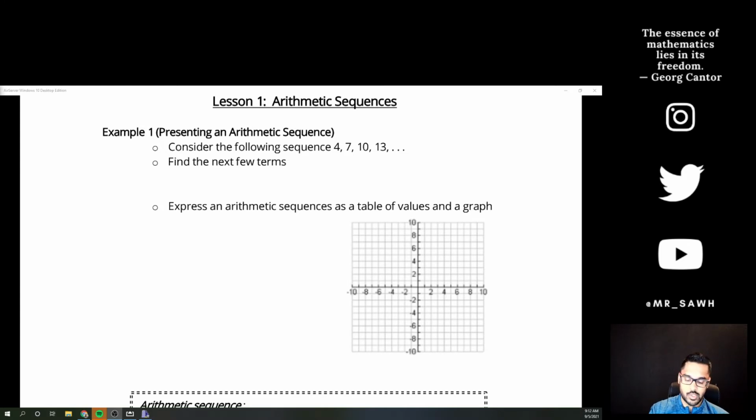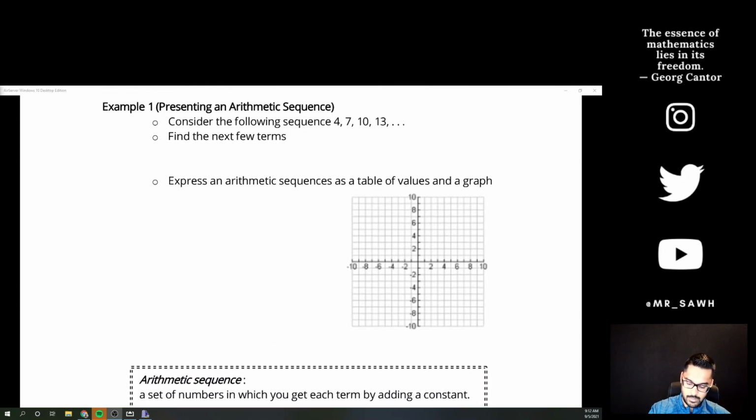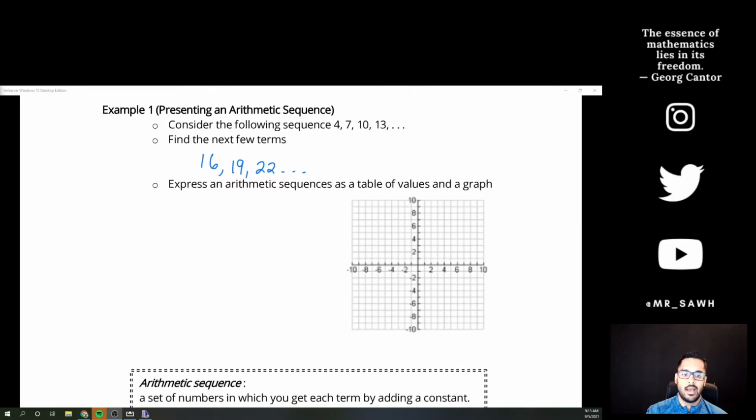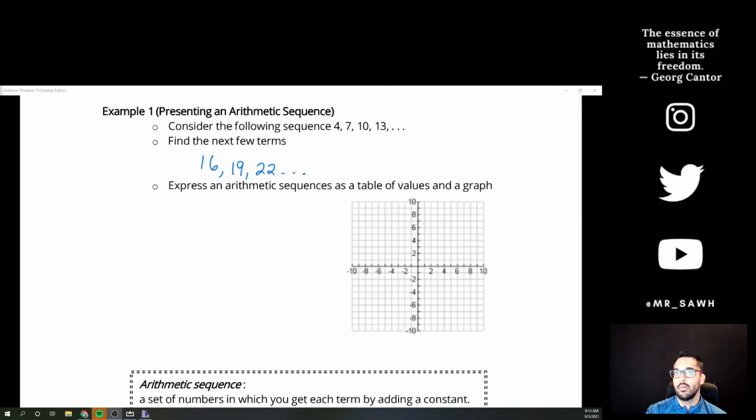So our next couple terms then, let's use blue. We'll use 16, 19, 3 more after that's 22, and we could keep going, but as long as I keep adding 3, the pattern stays the same, and I'm just going to keep increasing. So we'll express this arithmetic sequence as a table of values. We'll graph it just to give us some background information as to what these kind of look like.